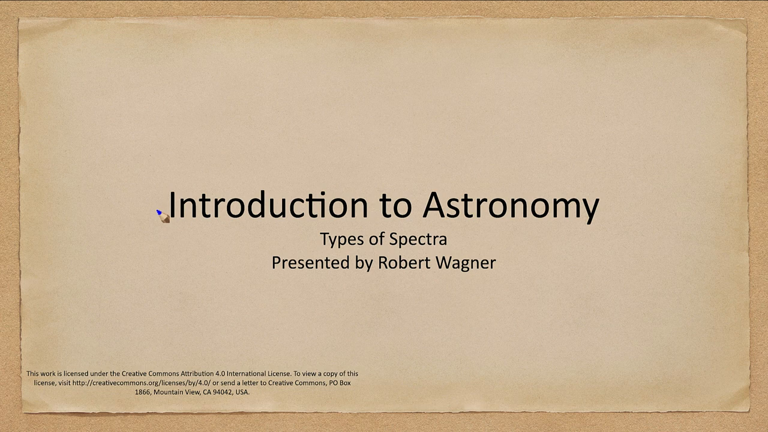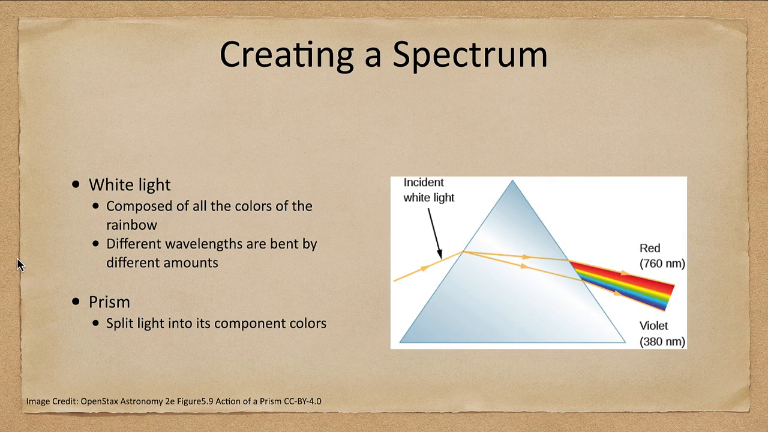In this lecture, we are going to talk about the different types of spectra that we see in astronomy and how they can be used to better understand astronomical objects. So, how do we make a spectrum first? Well, how can we create a spectrum?